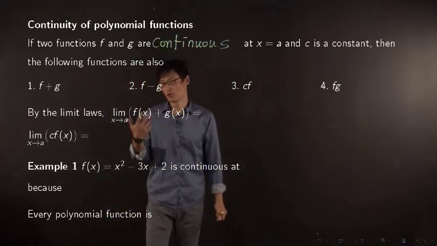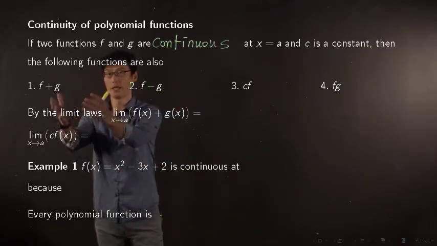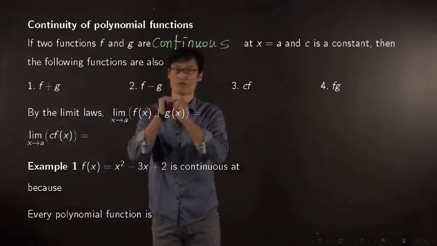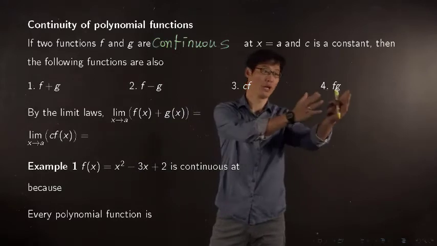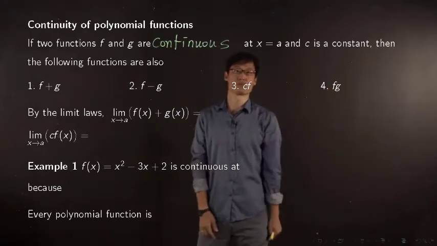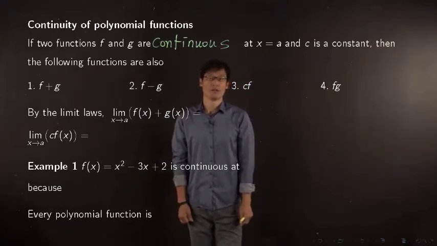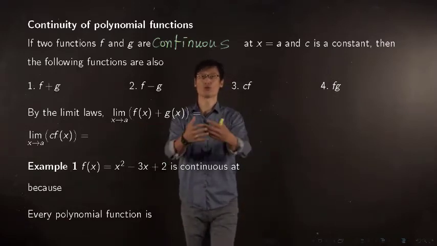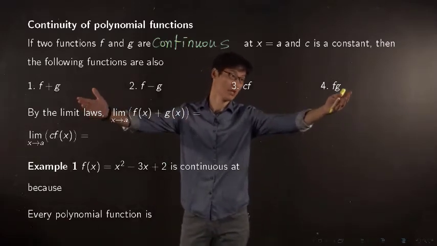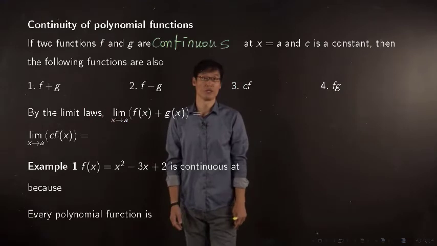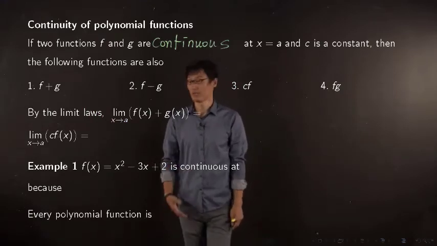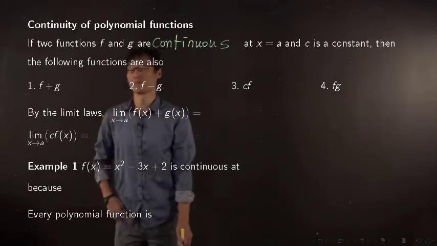Then we can think of new functions by adding them up, by taking the difference, constant multiple, and product of two functions. Well, we want to say those new functions are again continuous at x equals a. The reason, here is a quick proof actually.